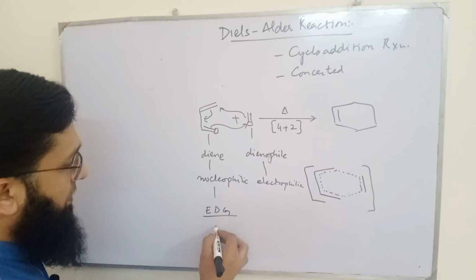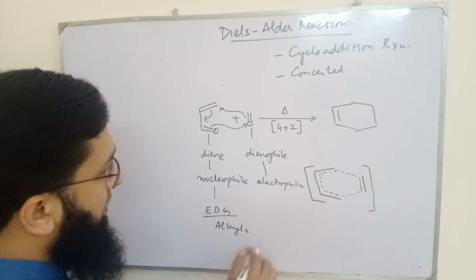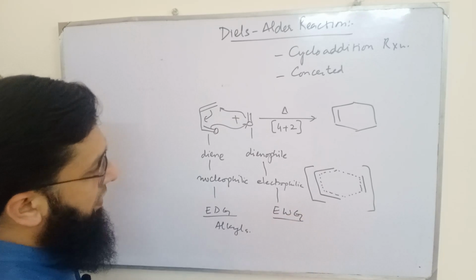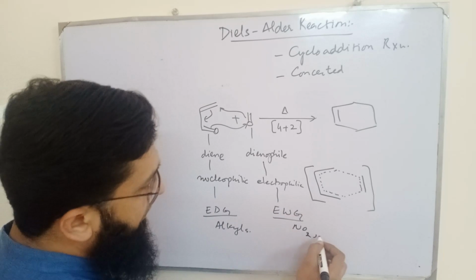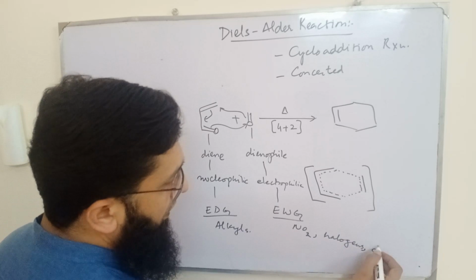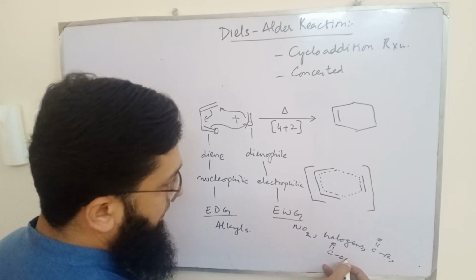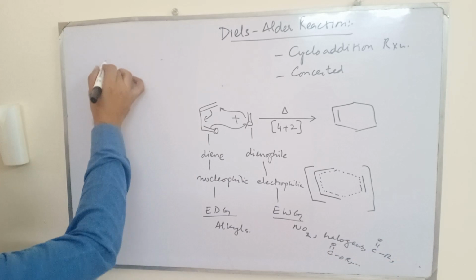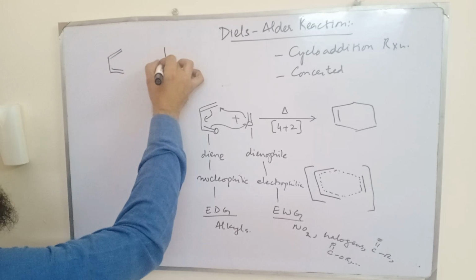on the diene, which can be alkyl groups, and similarly electron withdrawing groups are generally present on the dienophile, and they can be nitro, halogens, keto group, esters, etc. Now in general this diene can exist in two forms.